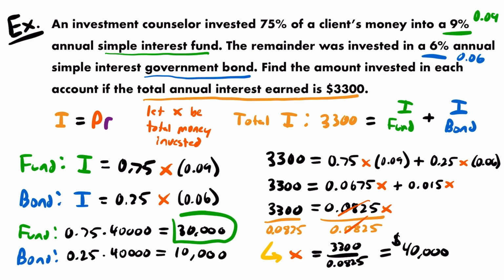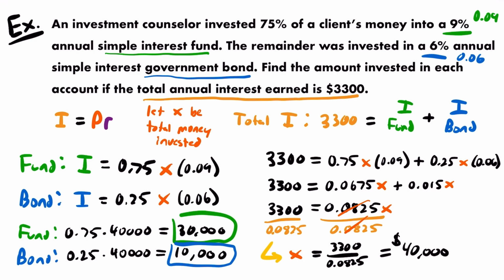All right, and that should make sense because those two amounts should total to 40,000, and they do. 30,000 plus 10,000 is 40,000. So clearly, 30,000 went into the fund, which is 75% of the total amount, and 10,000 went into the bond, which is 25% of the total amount. Okay, so those are the two answers. 30,000 was invested into a fund with a 9% simple interest rate, and 10,000 was invested into a bond with a 6% simple interest rate.